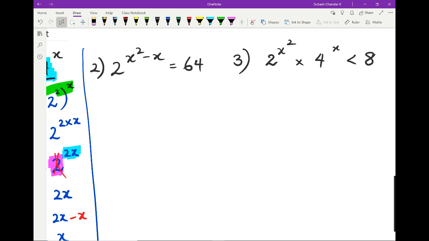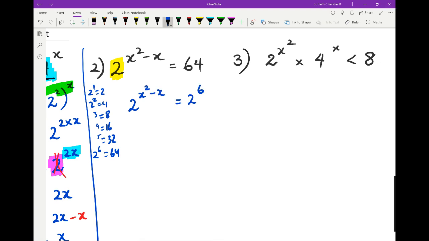So if we're having a look at the second question here, straight away we can see that the base that we're looking at is 2. So on the side somewhere, 2 to the power 1, 2 squared is 4, then 8, 16, 32. Eventually we're going to get to 64, and that's actually 2 to the power of 6, because we got 3, 4, 5, 6, and so on. So we're going to rewrite this now as 2 to the power of x squared minus x equals 2 to the power of 6.